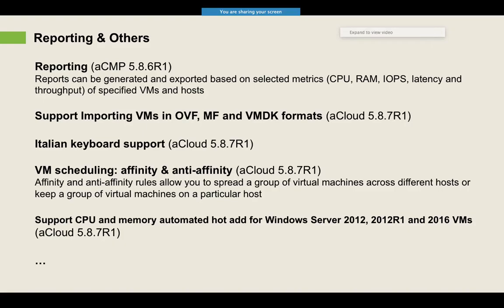And we will also be supporting Italian keyboard for our Italian users, okay? And this feature is implemented on aCloud. To make stretched cluster solution available, we need to have the next feature, VM scheduling, affinity and anti-affinity. What does affinity and anti-affinity mean? It means actually, you can basically specify a certain group of VMs running in a certain group of nodes.